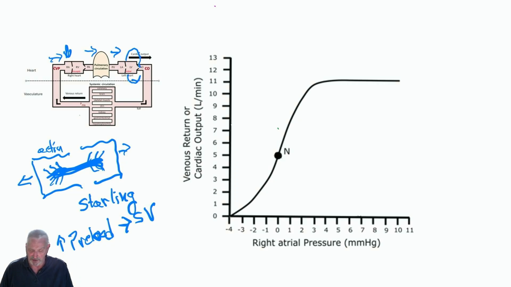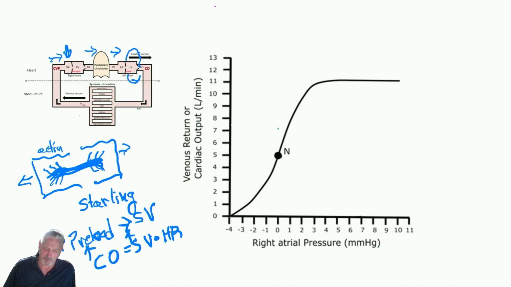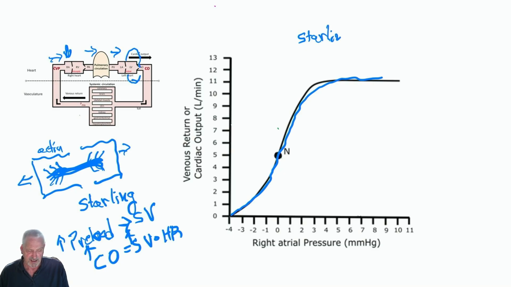And just to remind you, there's a direct relationship between stroke volume and cardiac output, because cardiac output is stroke volume multiplied by heart rate. So if you increase stroke volume, you're going to increase cardiac output. So basically, if we look at a cardiac output curve, it's an expression of Starling's law. The more preload that we have, which we are measuring now by right atrial pressure, the greater the cardiac output that we get. That's Starling's law of the heart.